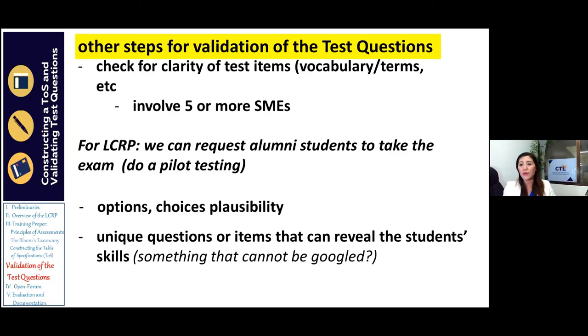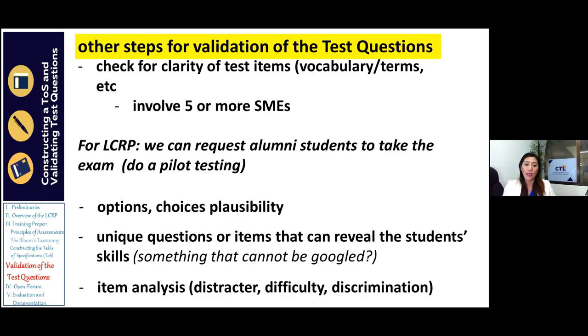And really, we can do this with our colleagues. And of course, later on, we can do an item analysis. In the pilot, we can also look into the items. In the LCRP, we can have alumni try it, and we can see where the distractors are. If the answer is letter A, then B, C, D are the distractors. Then we will see which ones are not attractive or are obviously wrong answers.